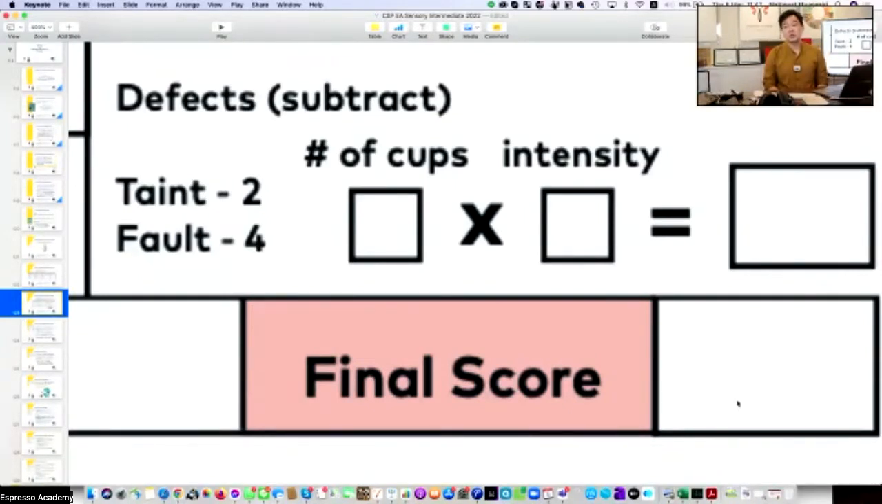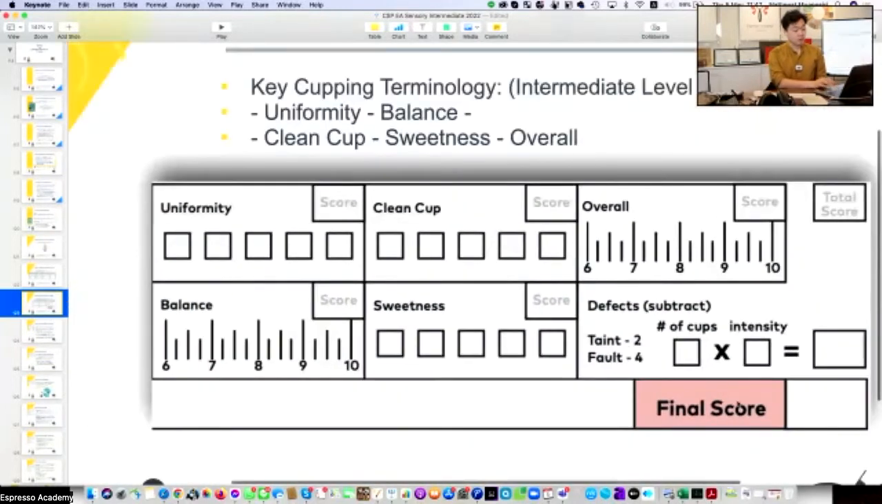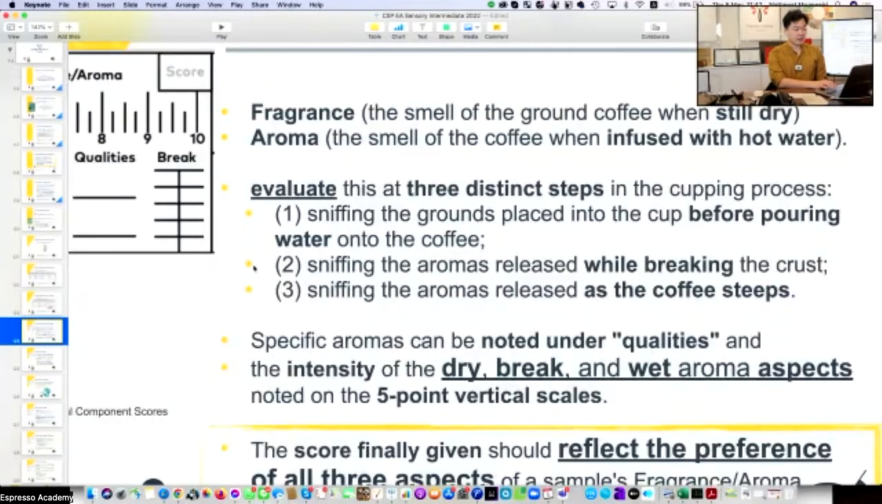What would you deduct 2 points? What would you deduct 4 points? Because to deduct 4 points is a lot. It's very hard to come back from a -4. Okay. We'll see what's pretty bad about it.